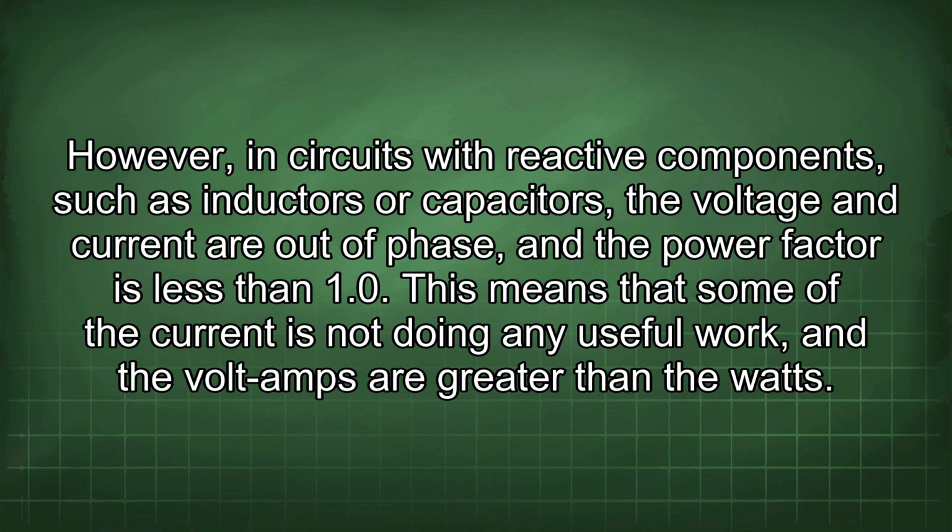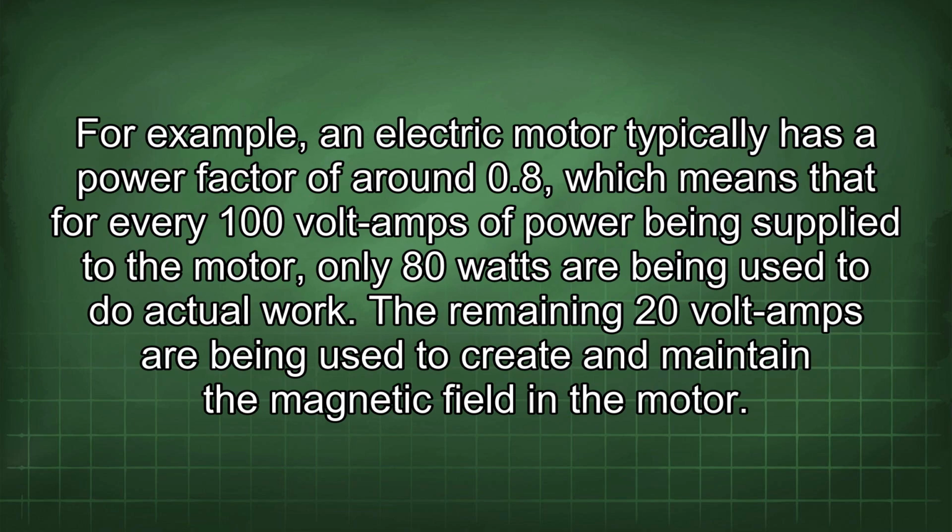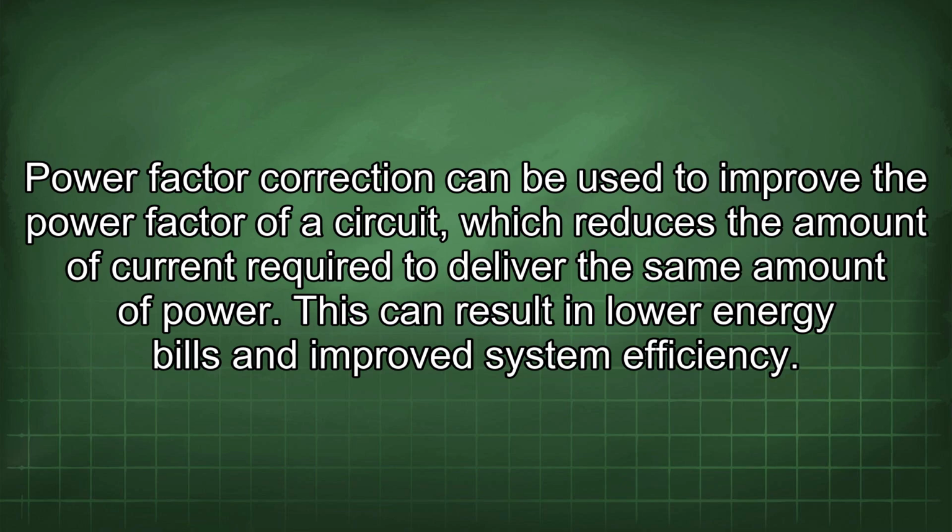This means that some of the current is not doing any useful work, and the volt-amps are greater than the watts. For example, an electric motor typically has a power factor of around 0.8, which means that for every 100 volt-amps of power being supplied to the motor, only 80 watts are being used to do actual work. The remaining 20 volt-amps are being used to create and maintain the magnetic field in the motor. Power factor correction can be used to improve the power factor of a circuit, which reduces the amount of current required to deliver the same amount of power. This can result in lower energy bills and improved system efficiency.